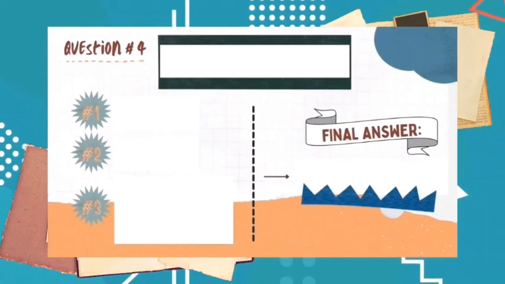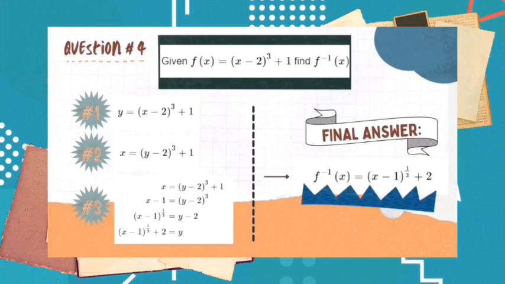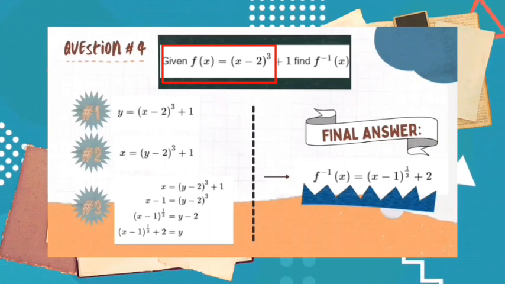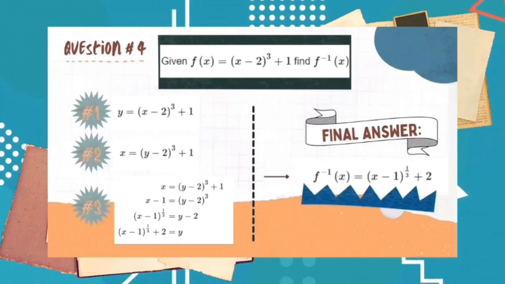Question number 4. We have the given f of x is the quantity of x minus 2 to the power of 3, and let's find its inverse. Now that we're already familiar with the first 2 steps, let us proceed to solving for y. Again, the first 2 steps is you replace all x with y. Make sure to replace all the x with y.